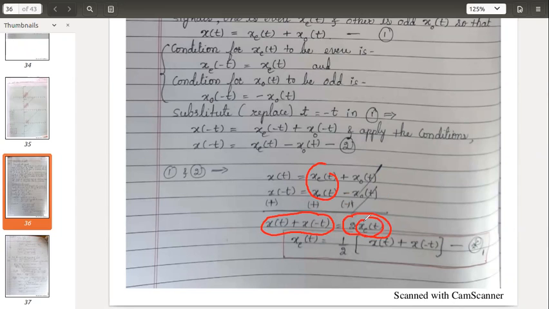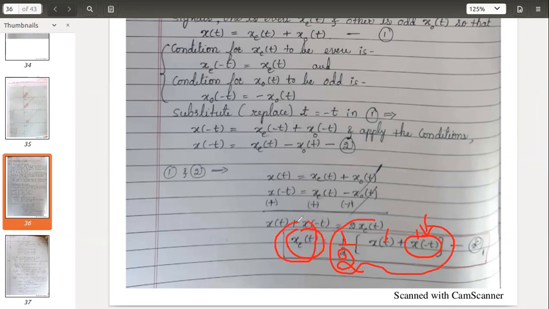So what is xe of t? Xe of t is equal to, take 2 to the LHS, it will come to the denominator, 1 by 2 into this. Important equation. So how to find the even part of the signal? Take x of t and x of minus t, where x of minus t means the reflection of the original signal. You have to add both and the amplitude should be halved. If you do this much, you will get the even part. This is the equation to find the even component of any signal. Important one.